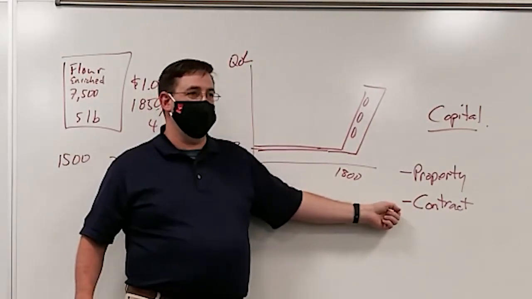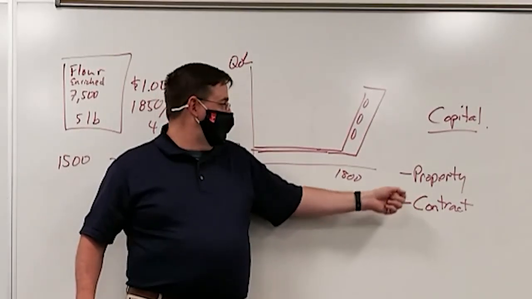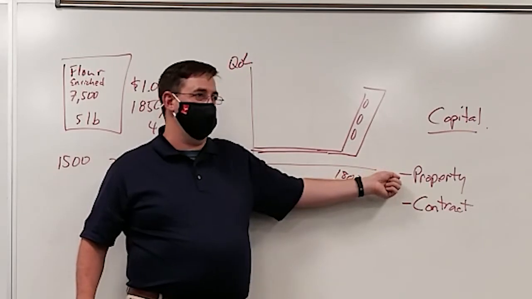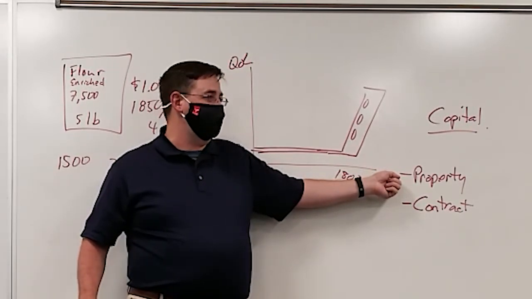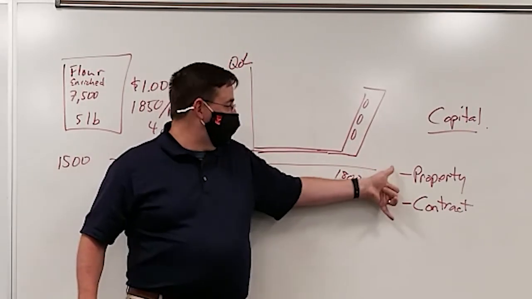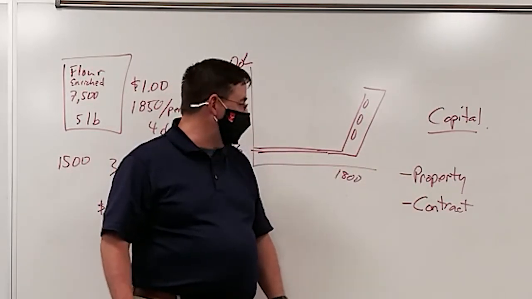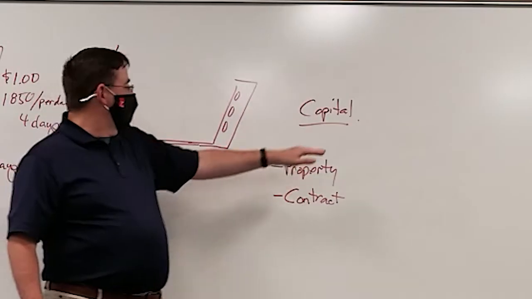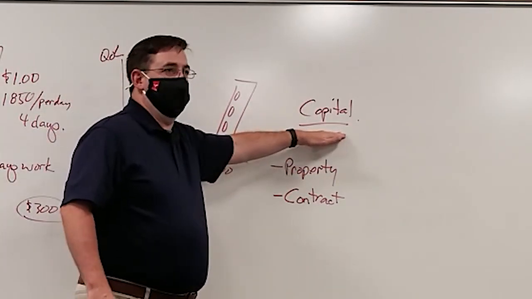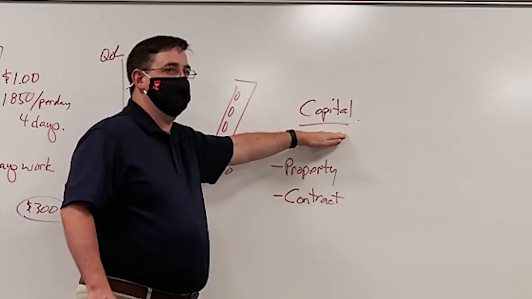Contract is basically do all that you've agreed to do, and property is do not encroach upon others or their property. Within these two laws, we get most of what we need for economic development. For the development of capital that augments our labor, that makes us more productive.